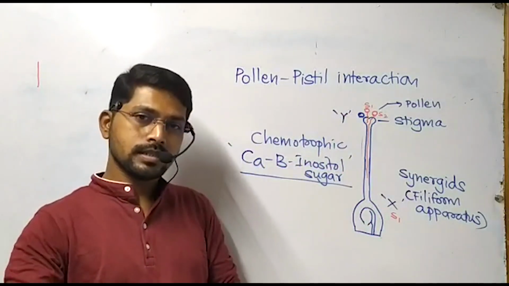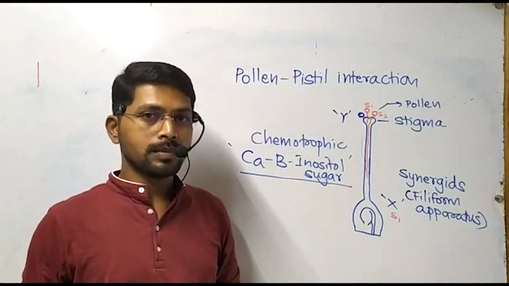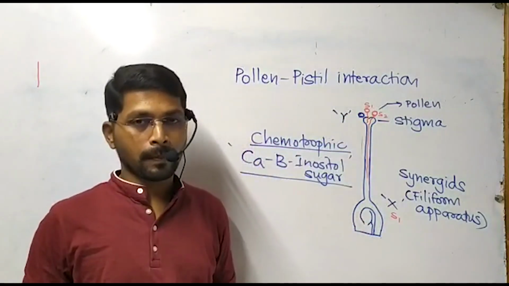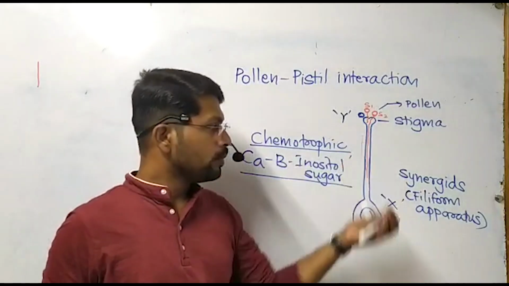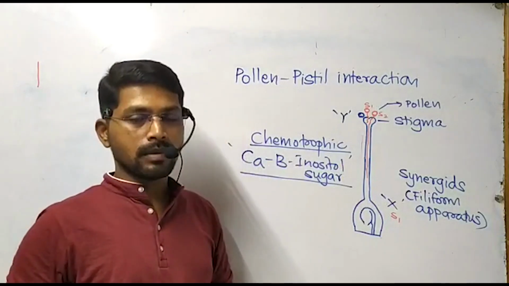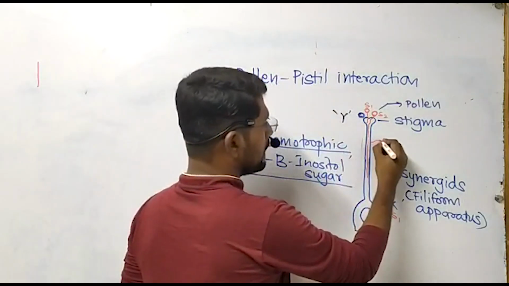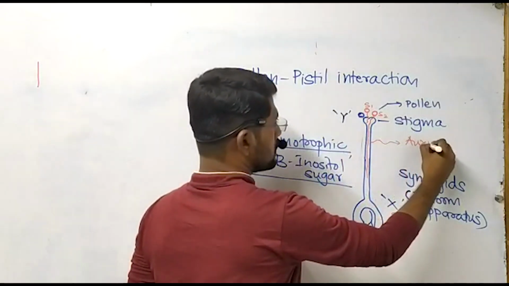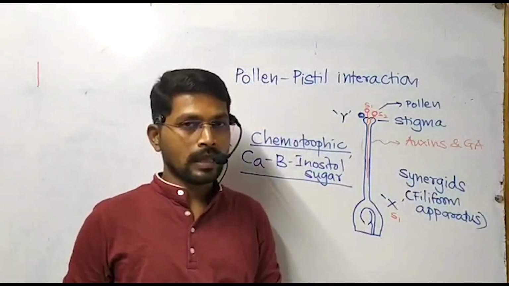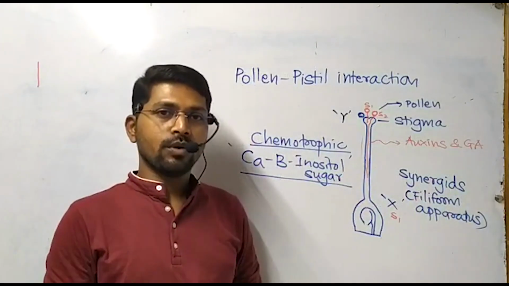Pollen tube is running towards the concentration gradient, and therefore the movement of the pollen tube along the pistil is considered as chemotropic movement. On the other hand, the pollen tube, at the time of running through the style and growing towards the ovule, is responsible for secretion of certain phytohormones, and those phytohormones secreted by the pollen tube are auxins and gibberellic acids or gibberellins. Now, these phytohormones are growth promoting substances. They are well known for cell division.